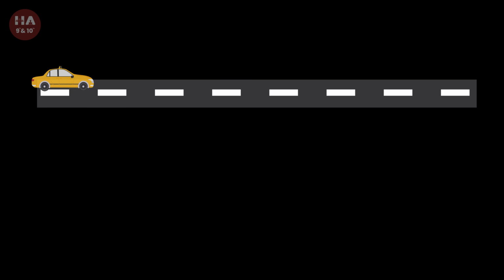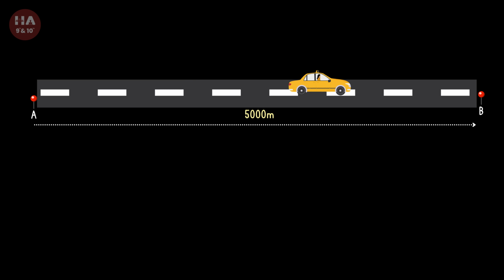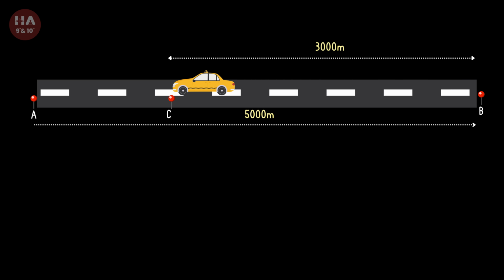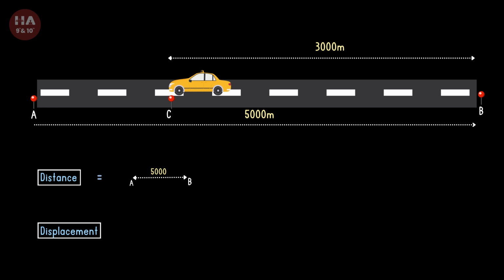Imagine a taxi starts its journey and picks up a passenger at point A. It travels 5,000 meters to point B in a straight line to drop off the passenger. After dropping off the passenger, the taxi returned 3,000 meters to point C, which is somewhere between point A and point B. Now let's think about what will be their distance and displacement. So the total distance the taxi traveled is the sum of the distances from point A to point B and from point B to point C, which will be 8,000 meters.